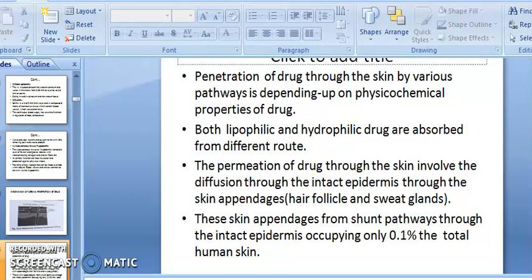The skin appendages form a shunt pathway, compared to the pathway through the intact epidermis. The shunt pathway, which includes only the follicles and sweat glands, occupies only 0.1% of your total skin. So penetration by this route will be lesser as compared to your other mechanisms.